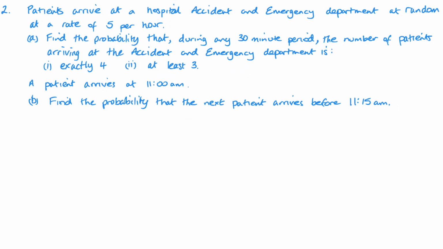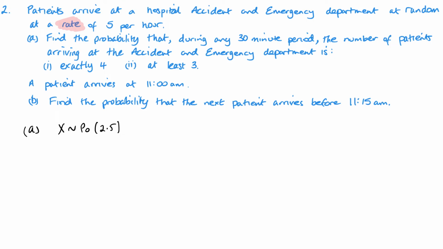Question 2. Here we can see that patients arrive at the hospital department at a rate of 5 per hour. However, when I read A, we can see during any 30-minute period. So that means that lambda is going to be half of this, isn't it? 30 minutes, half an hour, so half of 5. So when I'm doing A, I'll just make that little start here. It's going to be 2.5 for lambda. Okay, it's a rate as we've talked about several times so far, just indicating that you are going to be using your Poisson distribution.